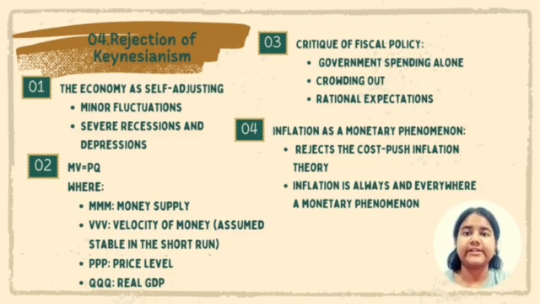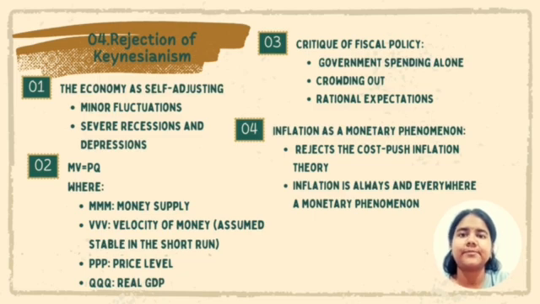Fiscal policy, or the government spending and taxation, is seen as ineffective unless it is accompanied by changes in the money supply. For example, when government spending occurs alone without monetary expansion, increased government spending merely shifts resources within the economy rather than boosting total output. The crowding out effect is when higher government spending can lead to higher interest rates, which reduce private investment, limiting the overall impact on aggregate demand.